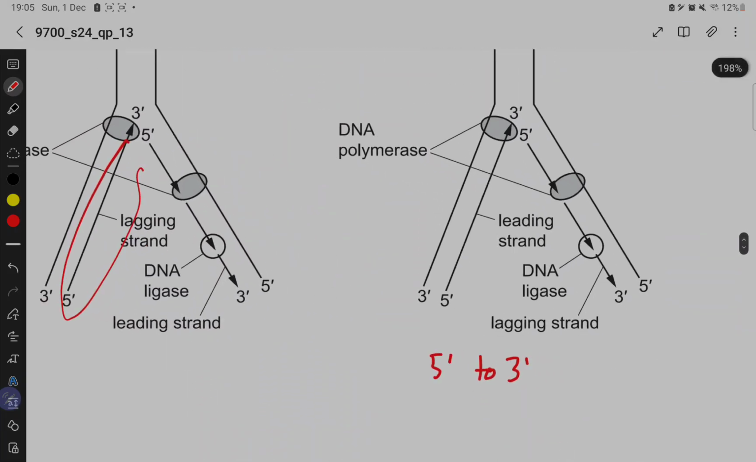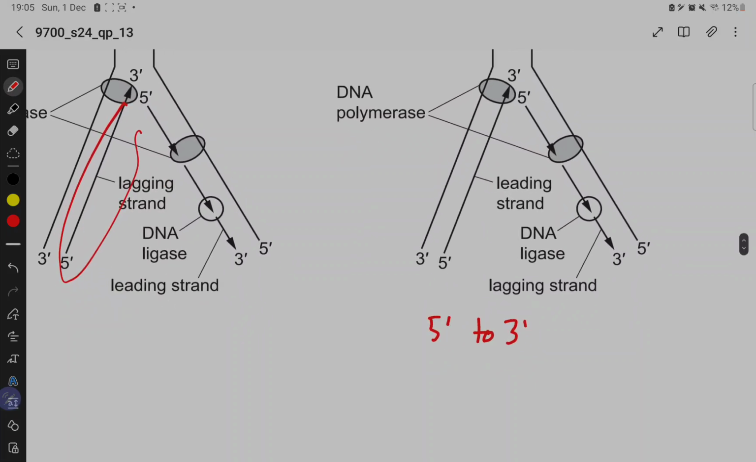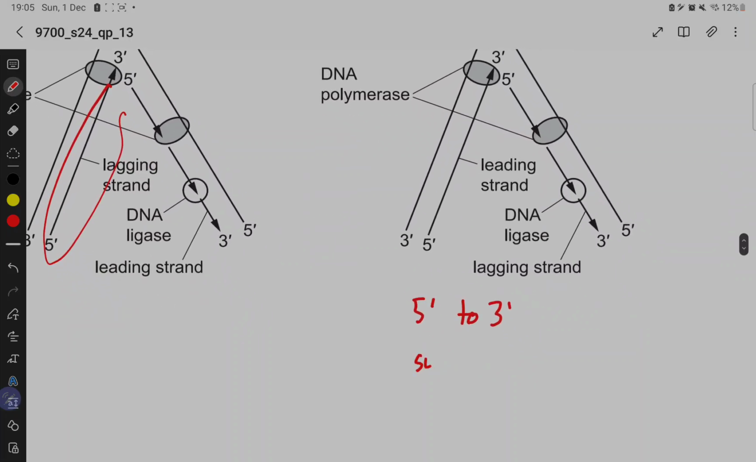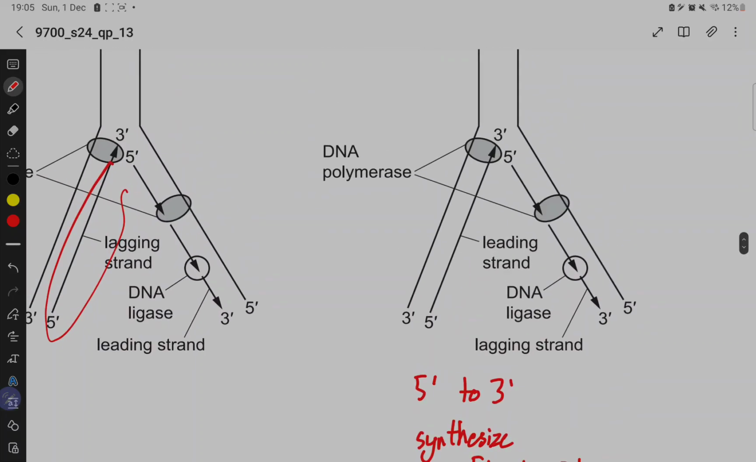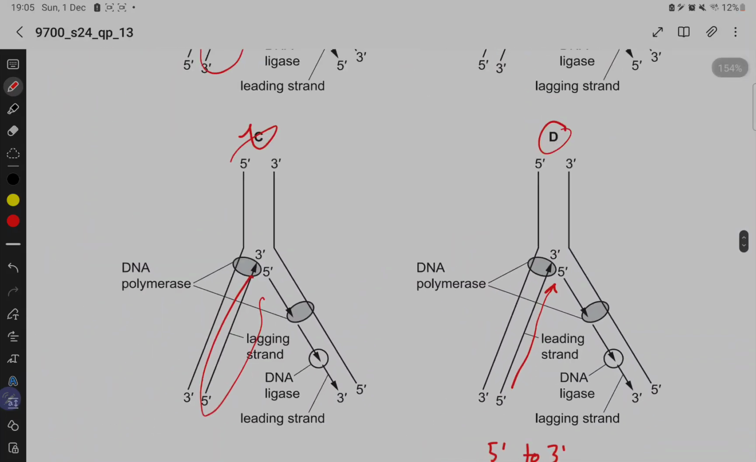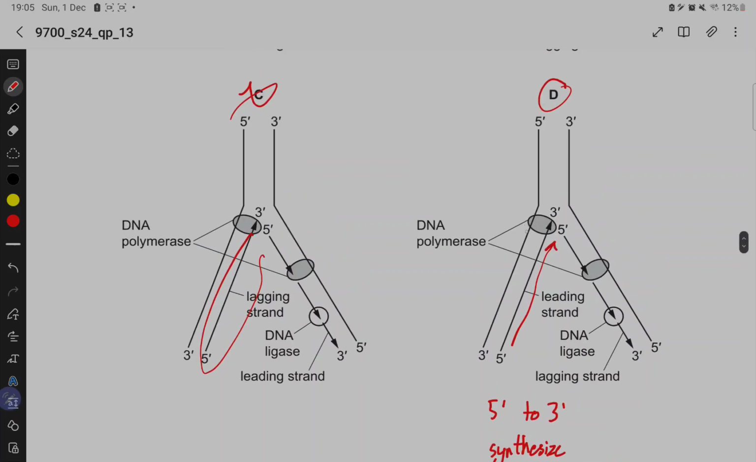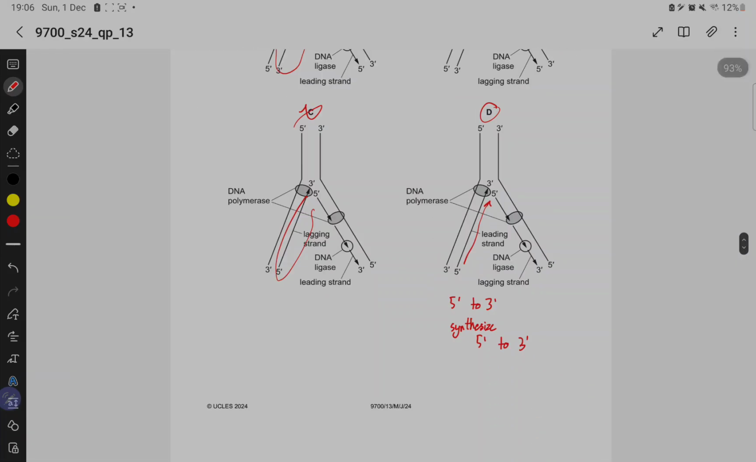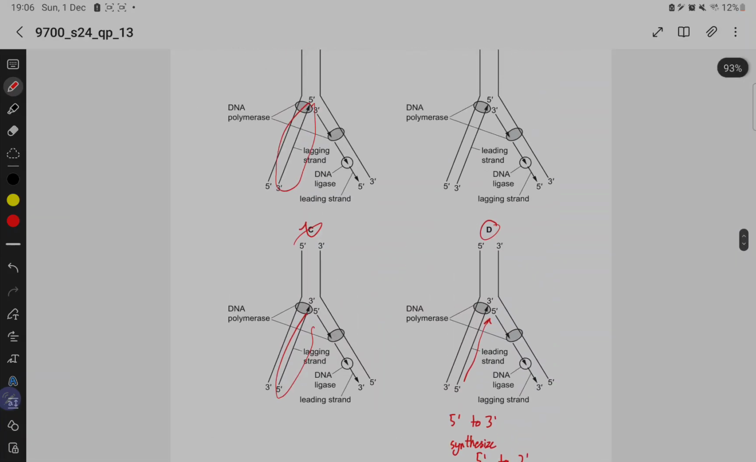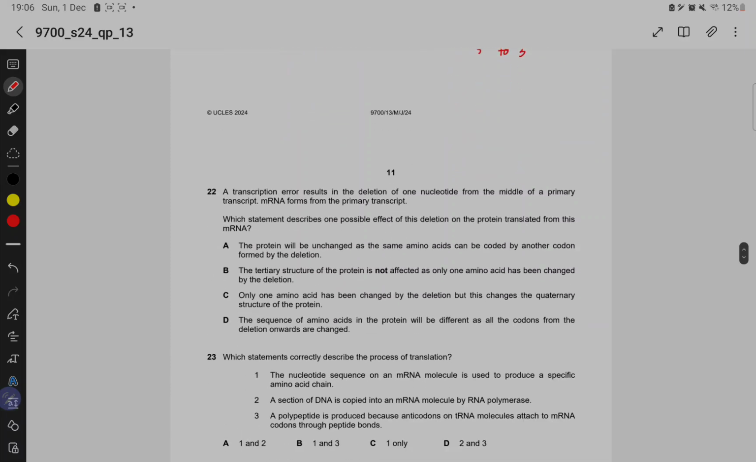Since you know your polymerase will act 5 prime to 3 prime, which means it will synthesize in the 5 prime to 3 prime direction. So this new one being made from 5 prime to 3 prime, this is the answer. Don't confuse it with polymerase reading this. It reads 3 to 5 prime, but it synthesizes 5 prime to 3 prime. That's what acting 5 prime to 3 prime means. So D is the answer.